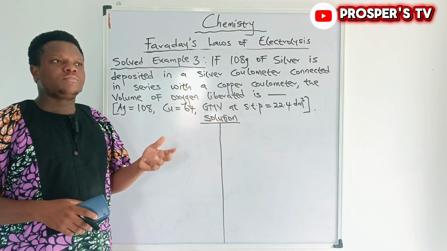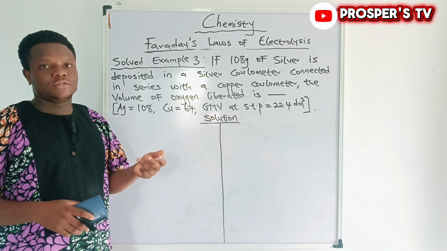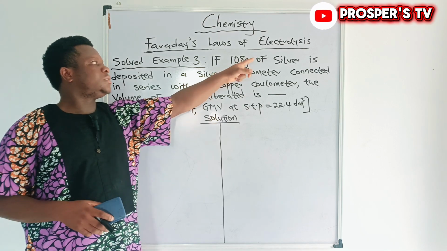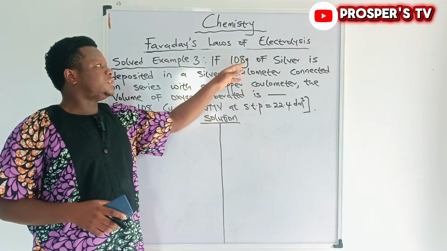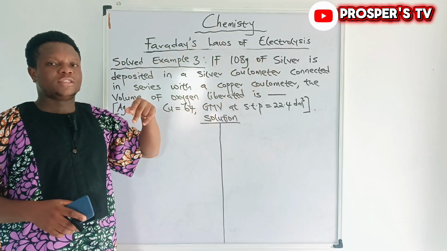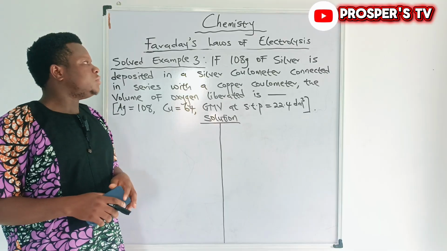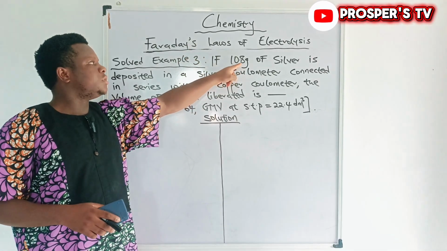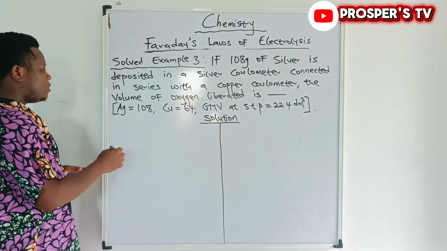Remember, the quantity of electricity that will be liberating the oxygen at the anode will be the same quantity of electricity that will be liberating silver at the cathode. So the quantity of electricity that applies to silver is the same quantity of electricity that applies to the deposition of oxygen. So the first aim is for you to calculate the quantity of electricity that liberated this 10.8 grams of silver. So how do we do that?